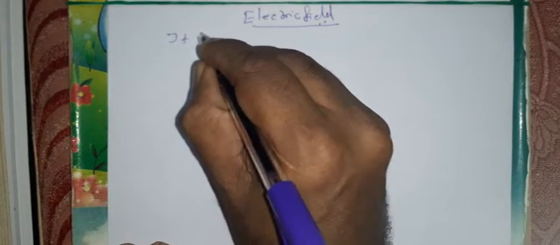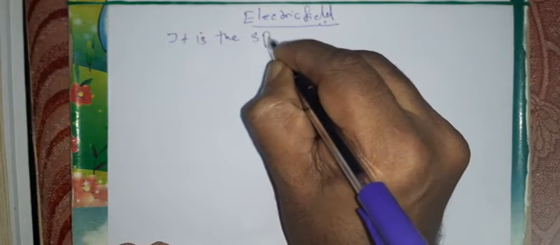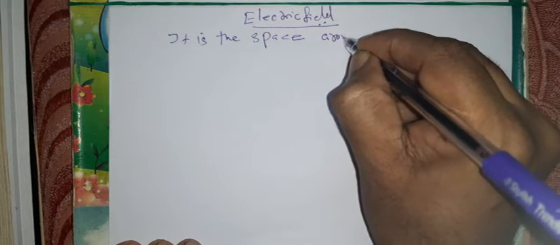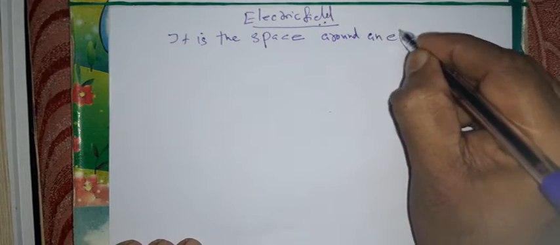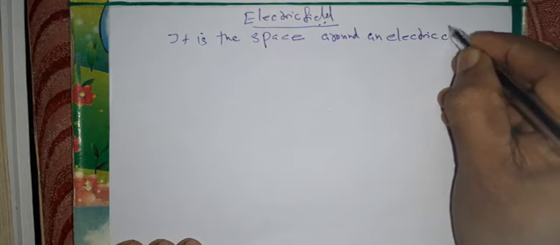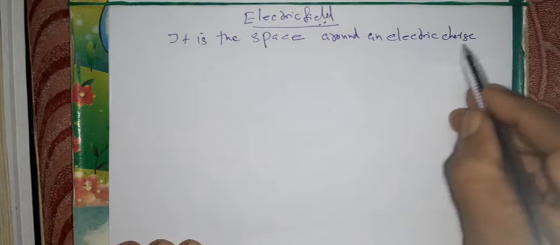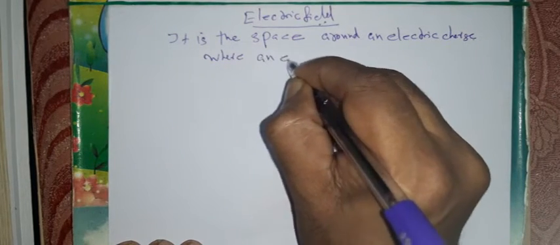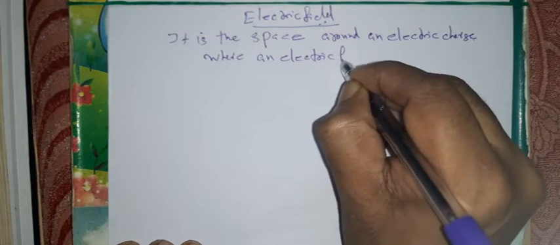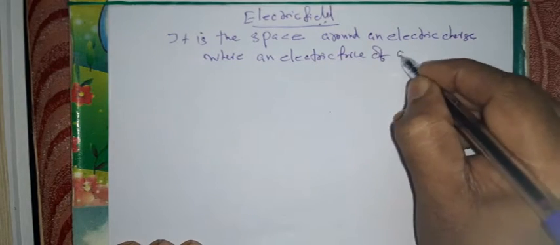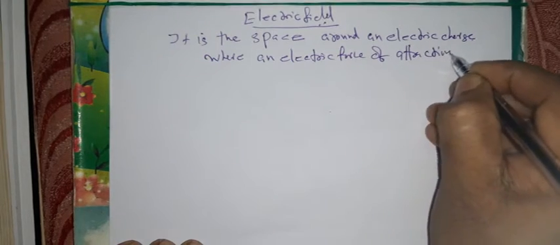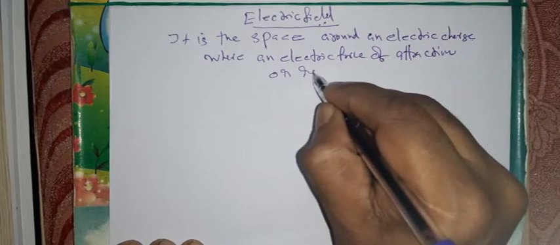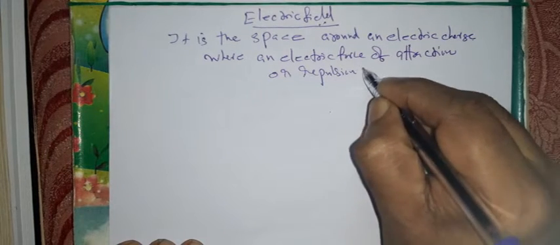What is electric field? Electric field is the space around an electric charge. Therefore, electric field is the space around an electric charge where an electric force of attraction or repulsion is experienced.